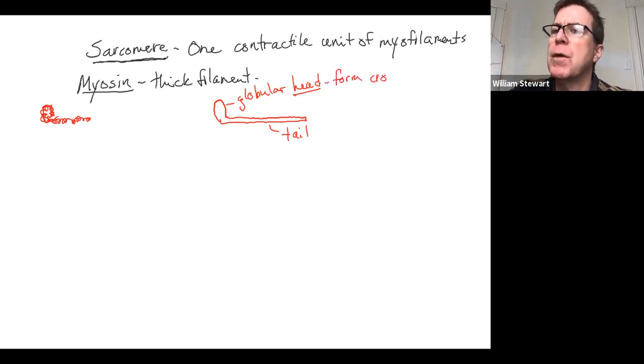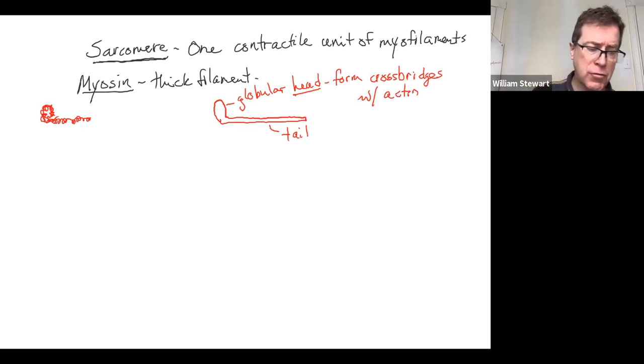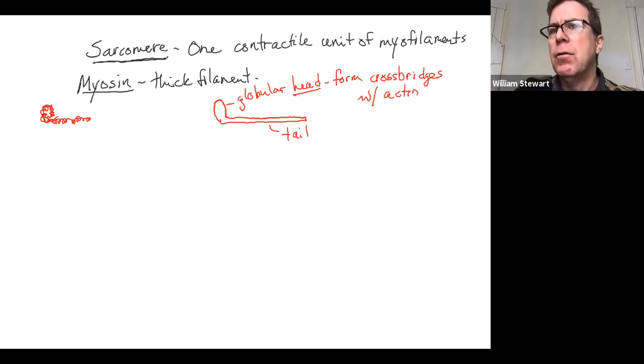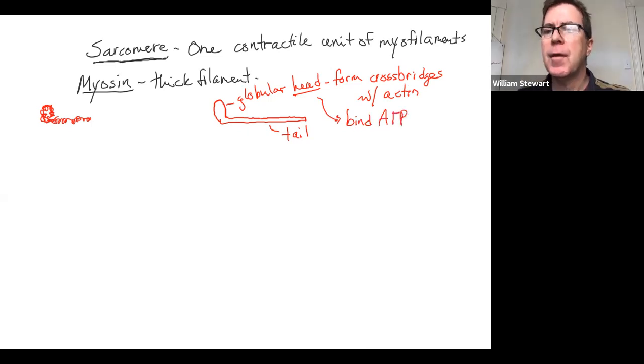That will make more sense when we go over the process of how a muscle contracts. I'm just going to write: form cross bridges with actin during the process of contraction. The heads also bind ATP, the molecule adenosine triphosphate that we talked a little bit about at the beginning of this course. I'll mention some other things about it while we are in this chapter that are appropriate for you to understand how a muscle contracts.